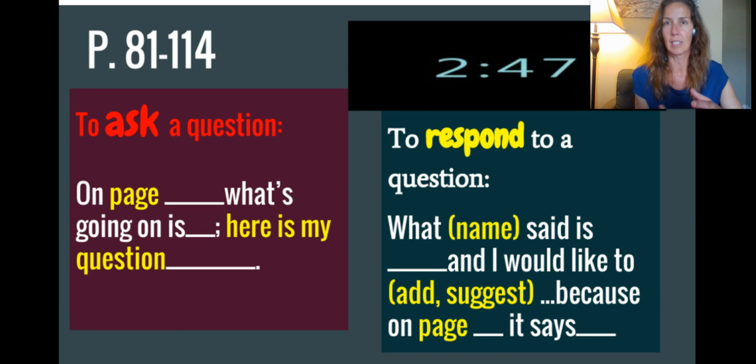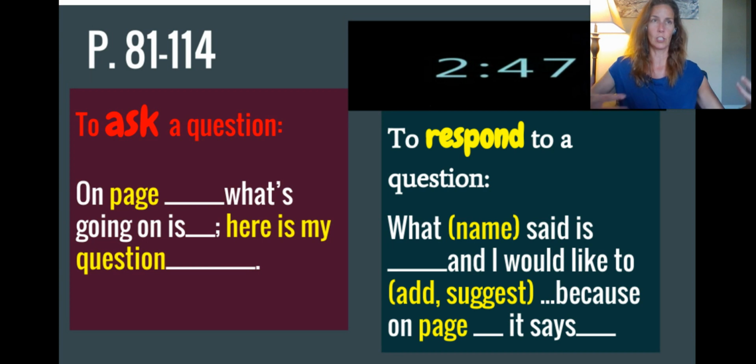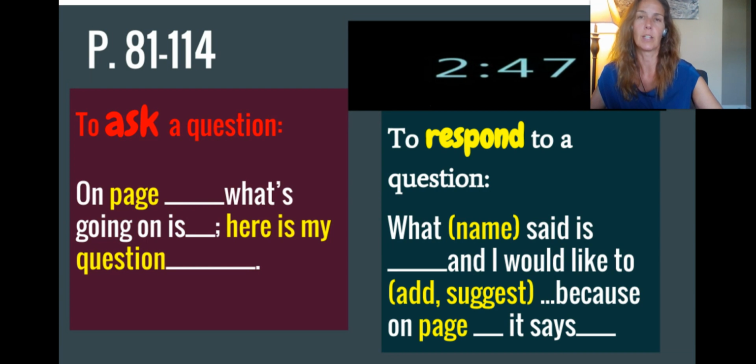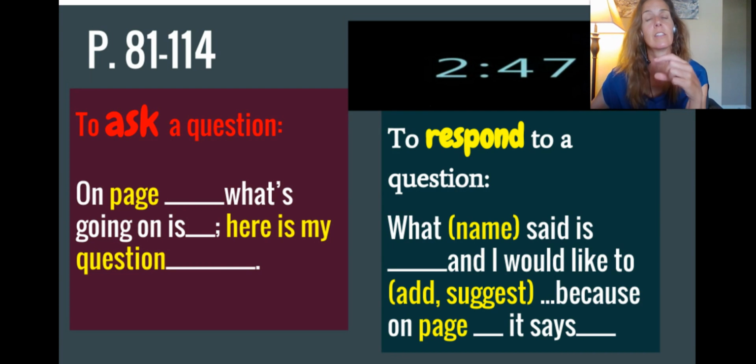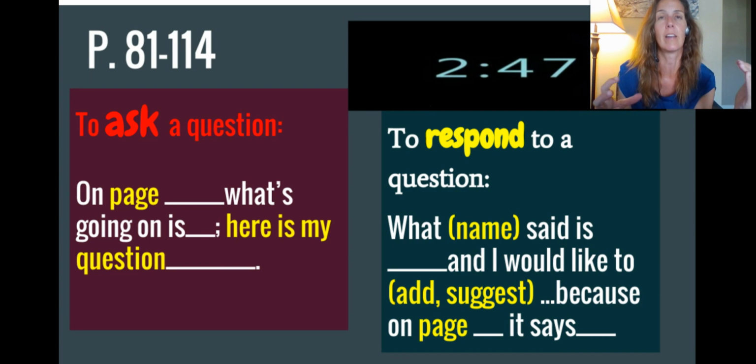And a few sentence stems to ask and respond. So on page 32, what's going on is this, so it's summarizing, and here's my question. And to respond, what I hear Julie saying is this, and I'd like to add or suggest because on page this. So it's, again, just pushing them to use the language to promote deeper thinking. And all of this is recorded on their digital recorder as evidence of their reading.